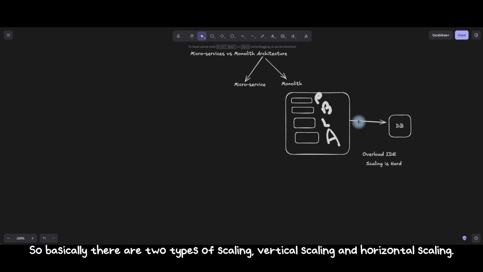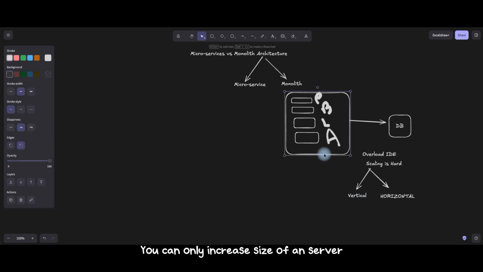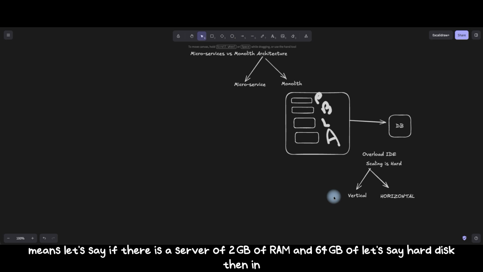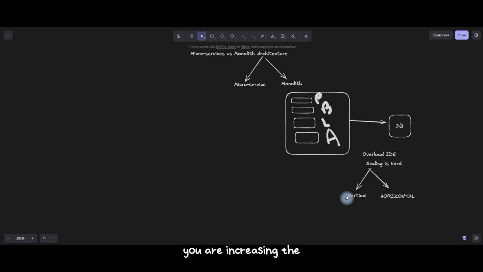Basically there are two types of scaling, vertical scaling and horizontal scaling. In vertical scaling, you can only increase the size of the server. It means, let's say there is a server with 2 GB of RAM and, let's say, 64 GB of hard disk, then in vertical scaling you can increase the RAM to 4 GB and the storage size to 128 gigs. Basically you are increasing the specification of a server.